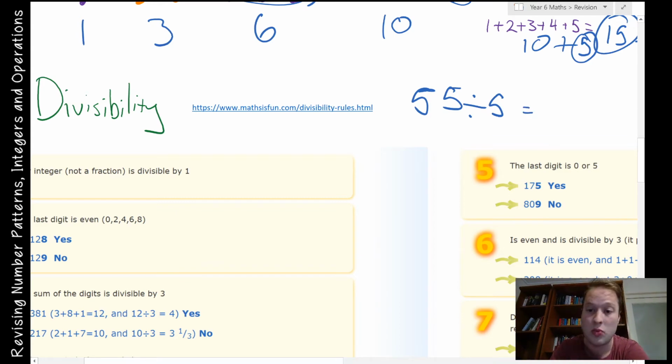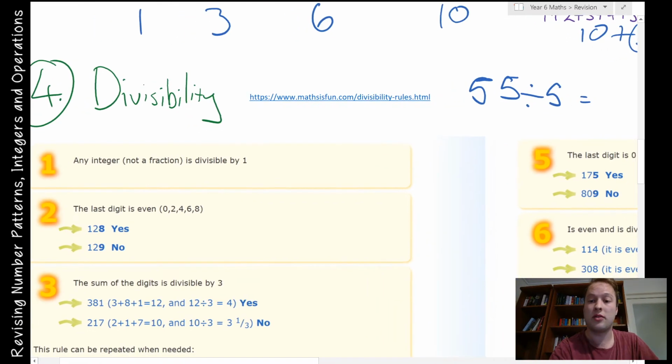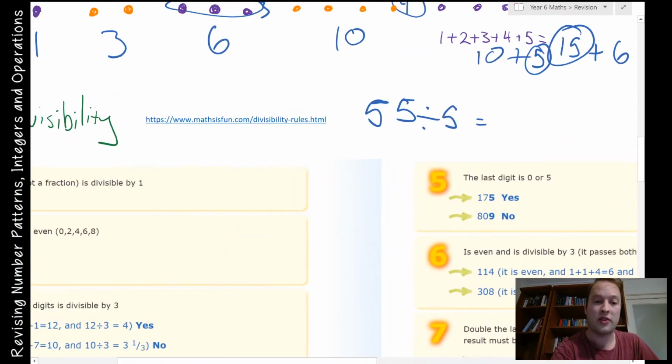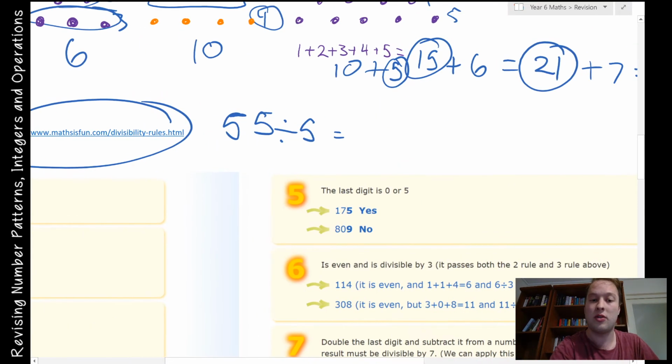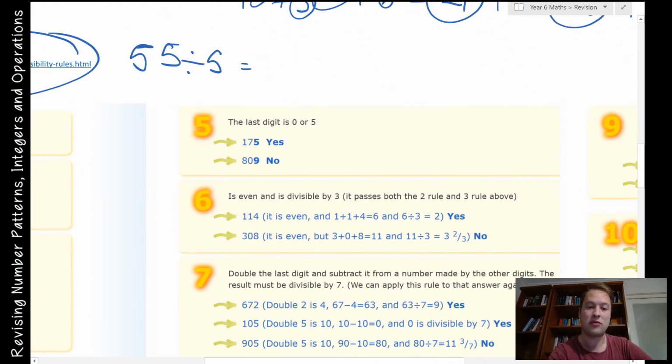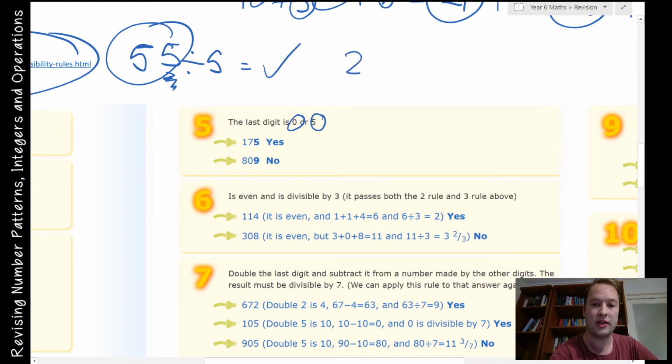So I don't actually need to work out the answer. I just need to say yes or no. Does it work? There's a rule for every number, really. So let's look at the rule for number 5. I've just got this from the website Maths is Fun, so feel free to go on it yourself. It says here, the rule for 5 is if the last digit is 0 or 5, then it's yes. So if I look at 55, the last digit is a 5, so yes, it works. If the number was 27, then no, because the last digit is not a 5 or a 0, so it's not divisible by 5.